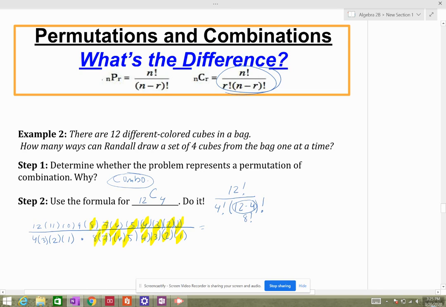Right? I could have also just recognized that 8 factorial would be included in the 8 and the 12. So if I wanted to at this point, I could have just said 12 times 11 times 10 times 9 times 8 factorial. And then I could have said 4 times 3 times 2 times 1 times 8 factorial. Then I could have just crossed those out without having to take the time to expand them all out. Now, it turns out this is actually a pretty big number of ways. In fact, it's 495 ways.